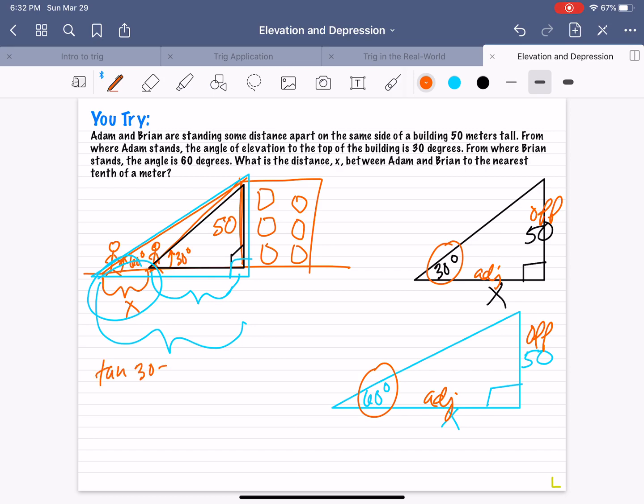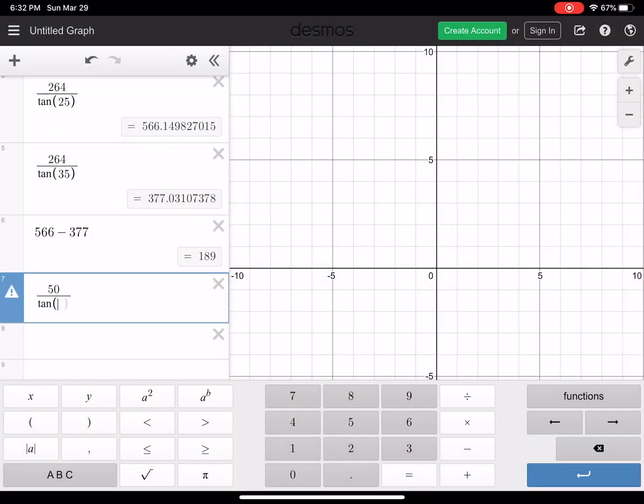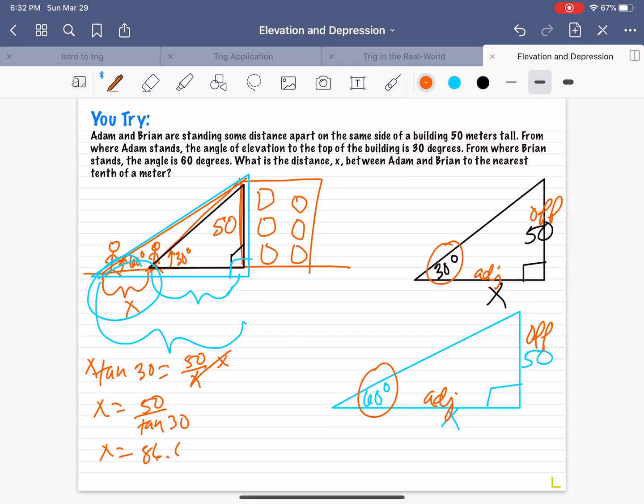So the tangent of 30 degrees is equal to opposite over adjacent. Multiply both sides by x. Divide by tangent of 30. So that is 86.6. Now the second triangle, the long one. It'll be tangent of 60 is equal to opposite over the adjacent, which is x, same steps. Multiply both sides by x, and then divide by tangent of 60.